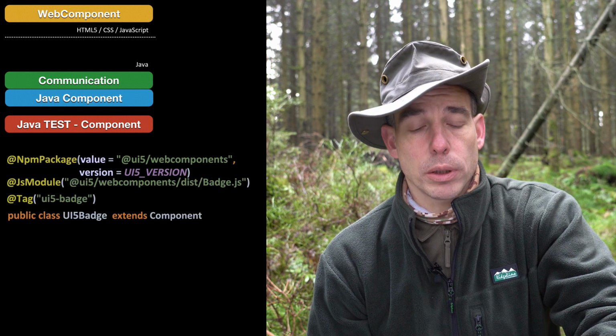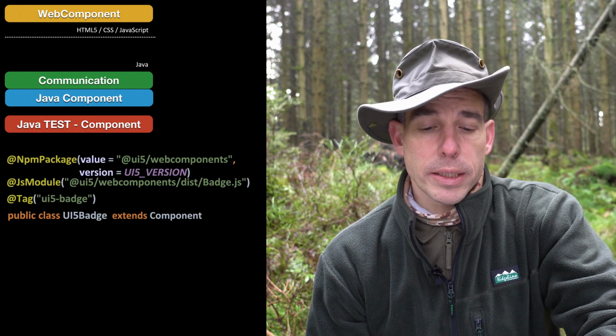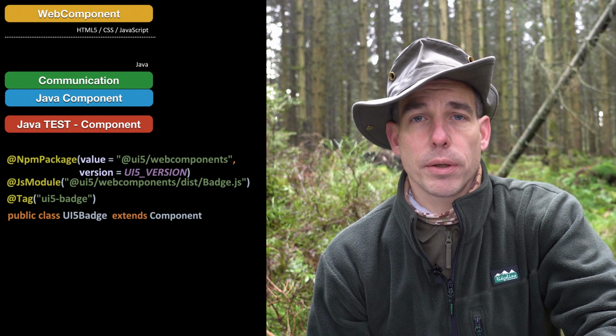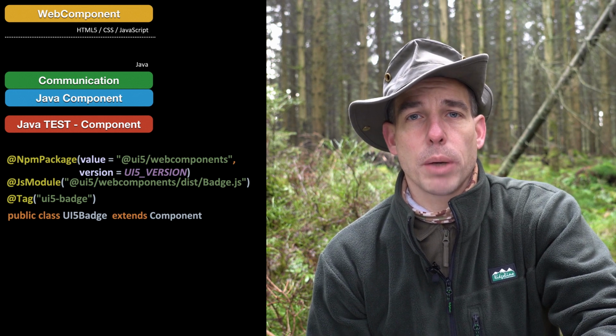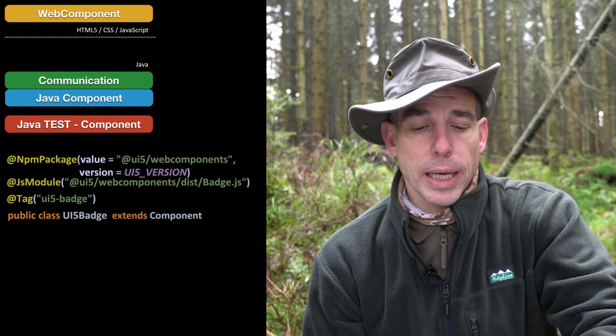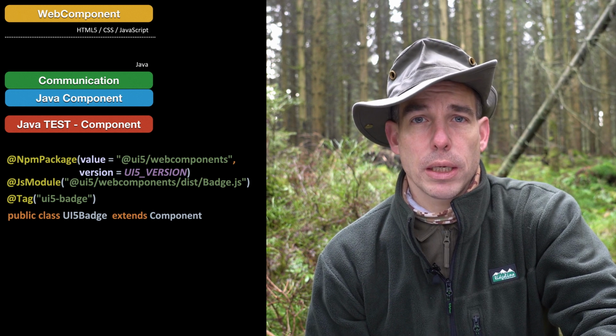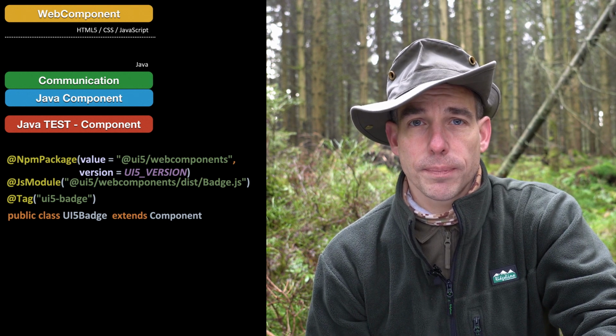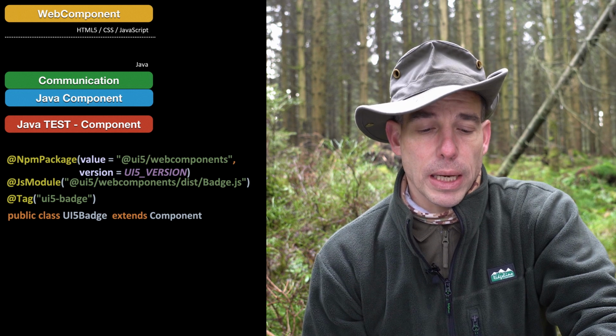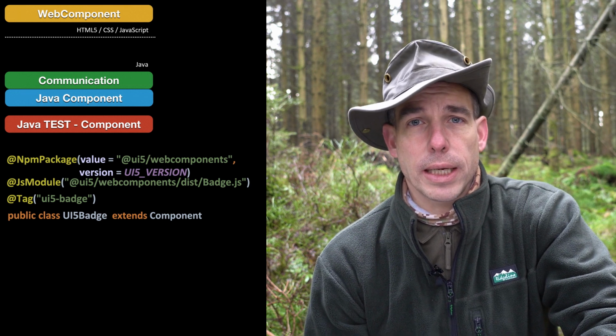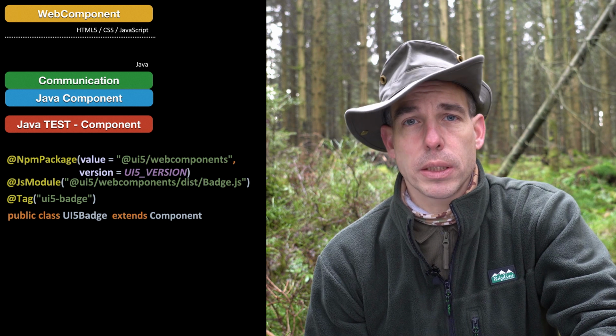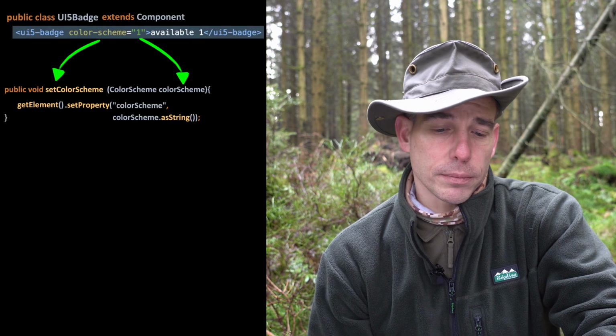How to use this one? You're creating a class and extending from Component. This Component is a generic web component on the Java side, and then you're adding all three annotations, and that's it. The next thing is how to set and get properties.